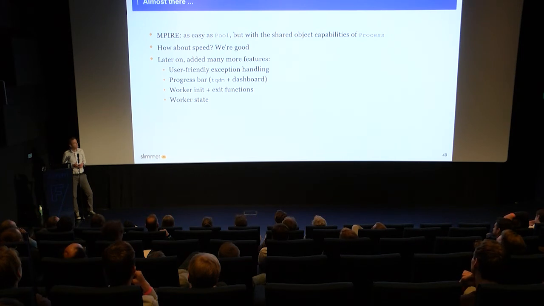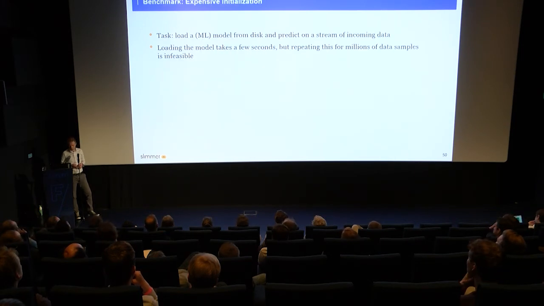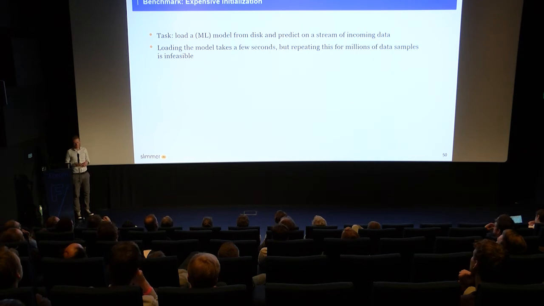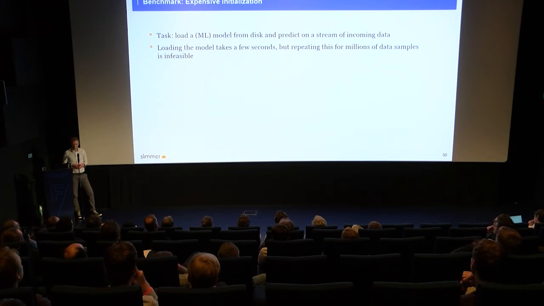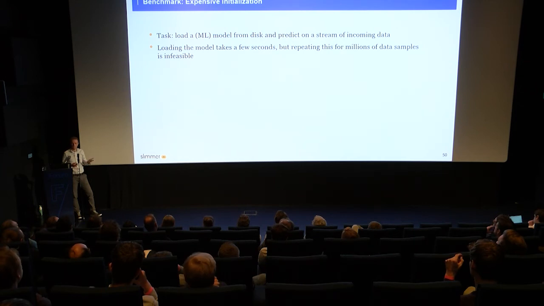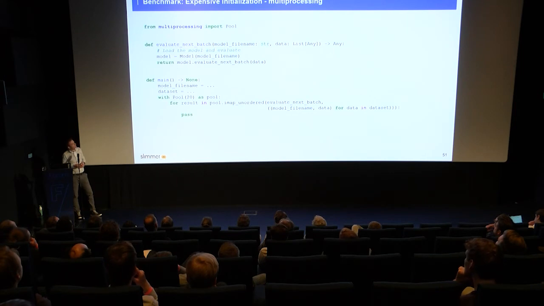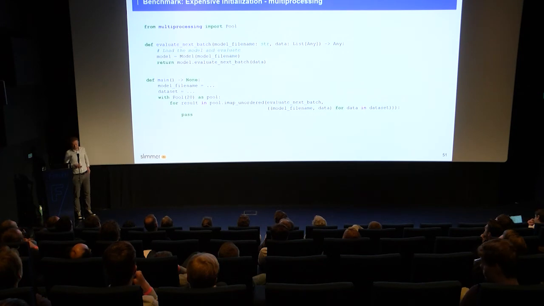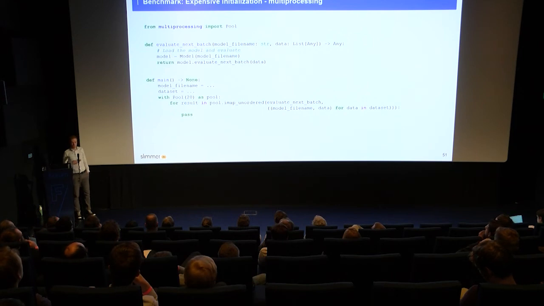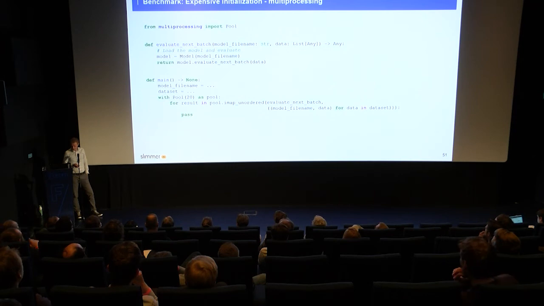First, I wanted to show a different example. This is actually a second benchmark where the task was to load a machine learning model and predict on a stream of incoming data. And even though the model took only a few seconds to load, if you have to do this millions of times, then it's going to slow down your code dramatically. So this is the example when you're just using multiprocessing.pool. We have the evaluate next batch function, which takes a model file name and your data, loads the model every time again, and returns the results. This takes forever to run.